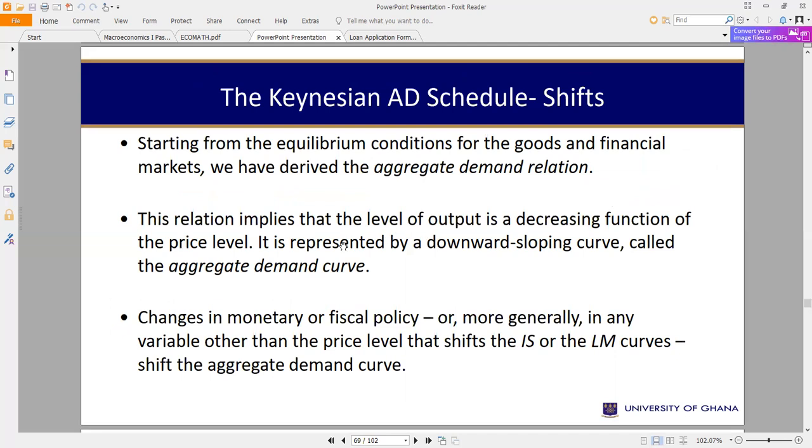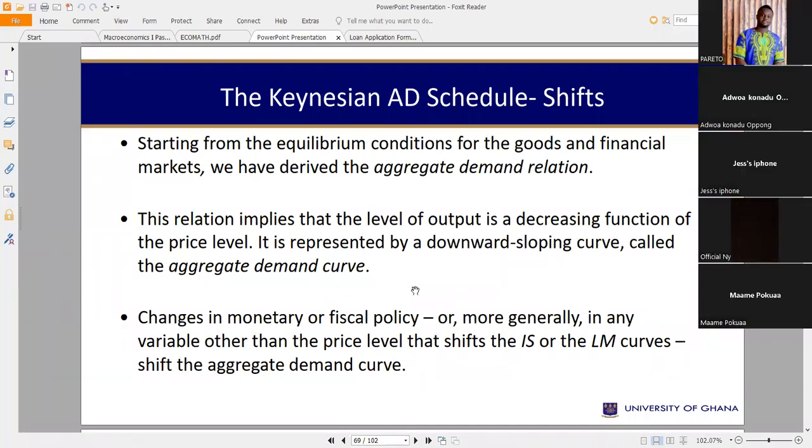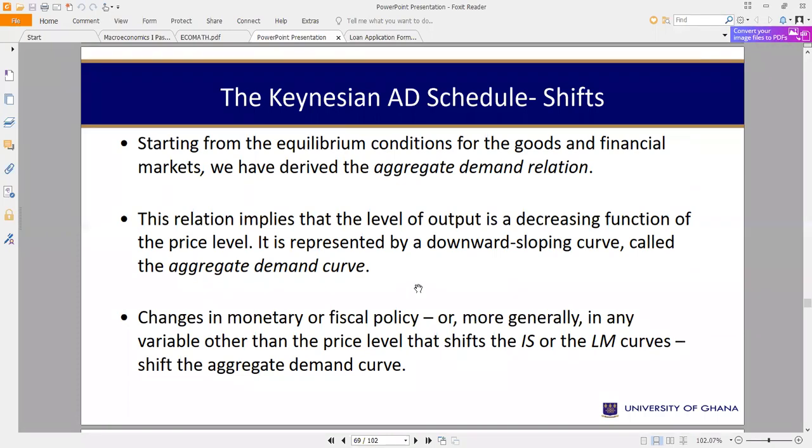Right. So this is what I was saying. Looking at the aggregate demand, it means there's a negative relationship between the aggregate demand, or the output level, and then the general price level. Whenever there's an increase in price, we should expect a decrease in output and vice versa. Okay. So this means that whenever there are changes in these policies, in the fiscal, the monetary, it will definitely affect the IS curve and then the LM curve. Then because of that, we'll be able to get a shift in the aggregate demand curve.